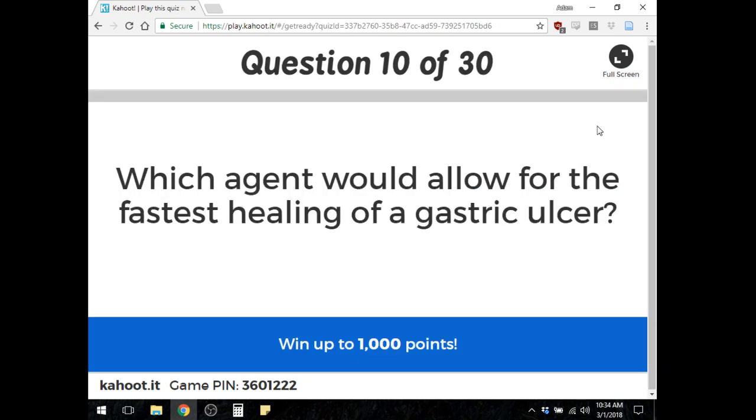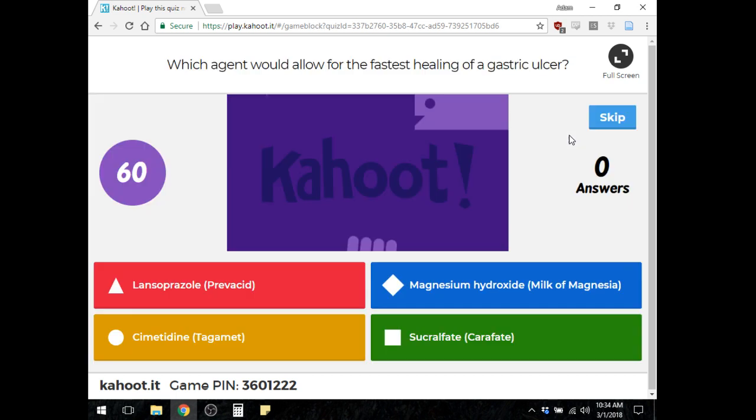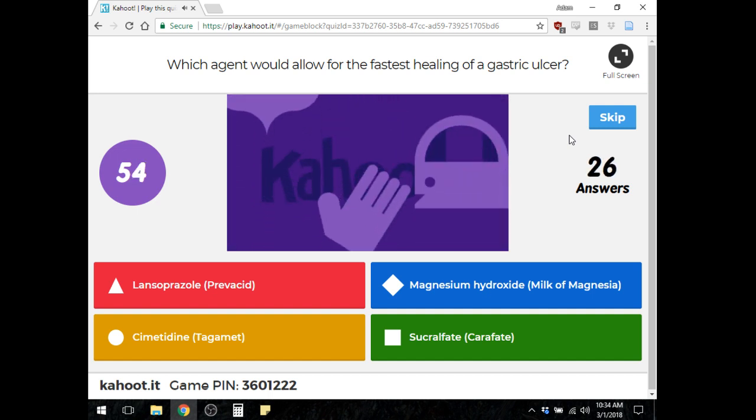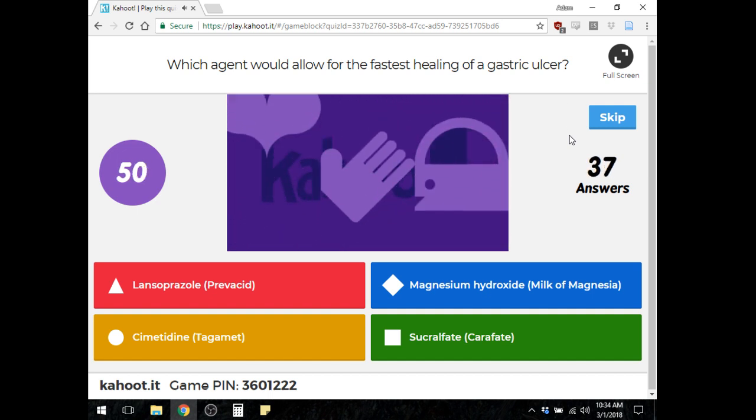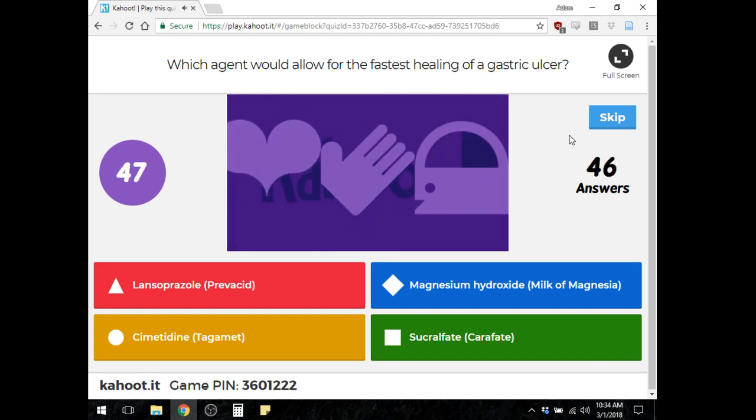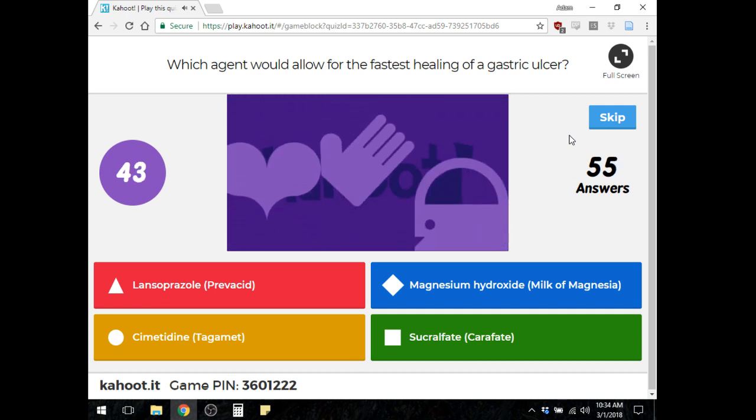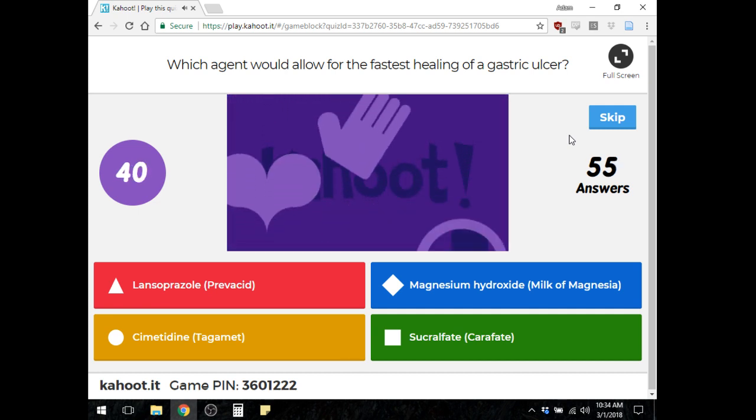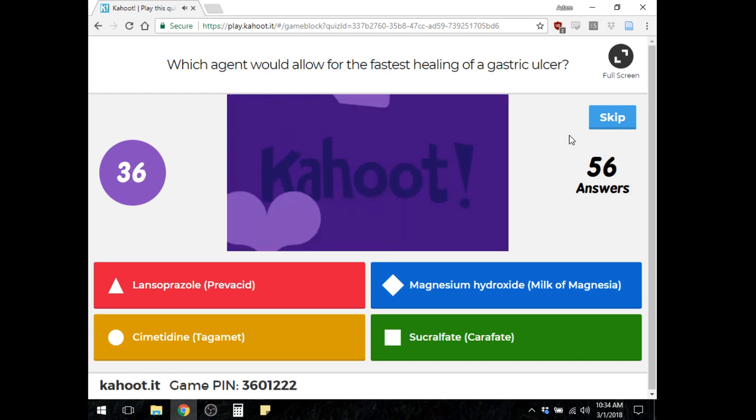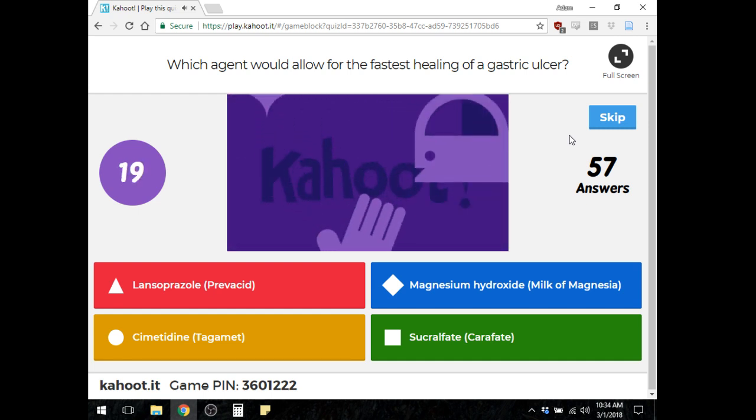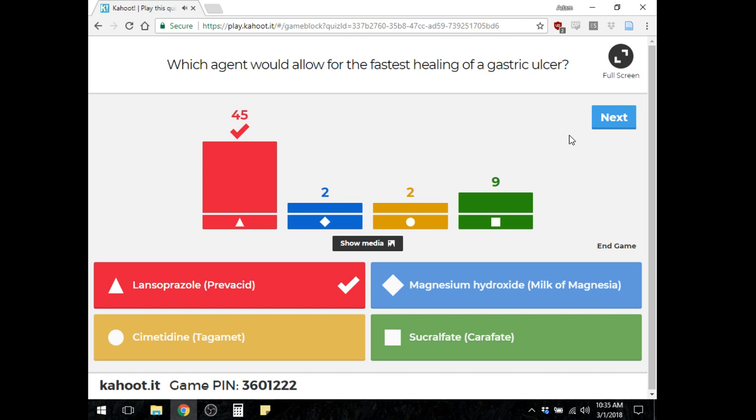I'm just kidding. Okay, which agent would allow for the fastest healing of a gastric ulcer? Magnesium hydroxide, sucralfate, cimetidine, lansoprazole. The fastest healing of a gastric ulcer. All right, good job. Yes, lansoprazole.